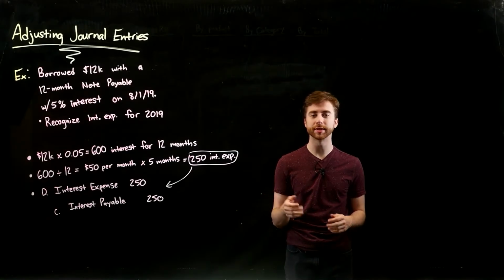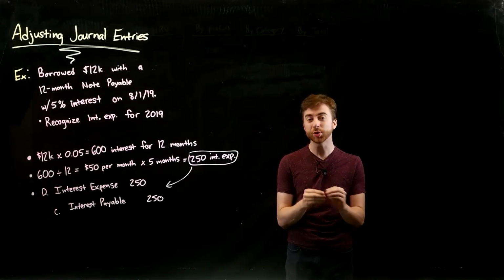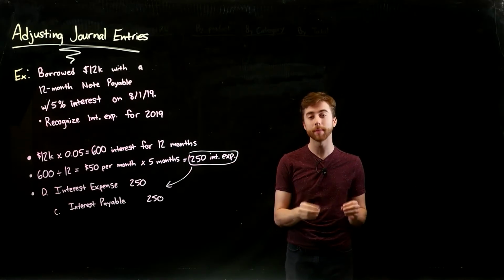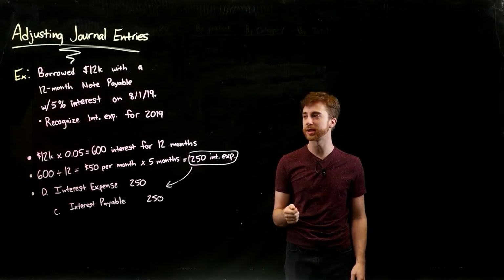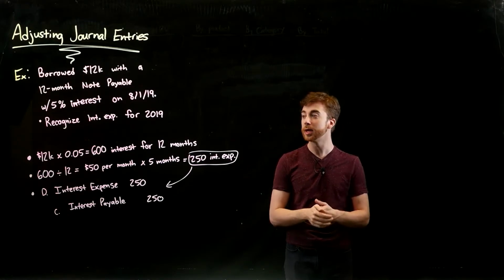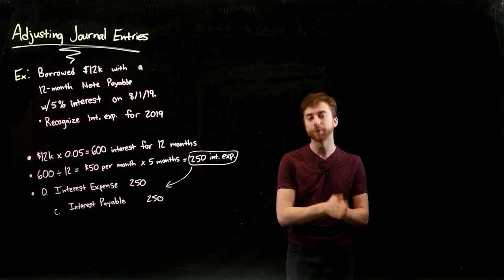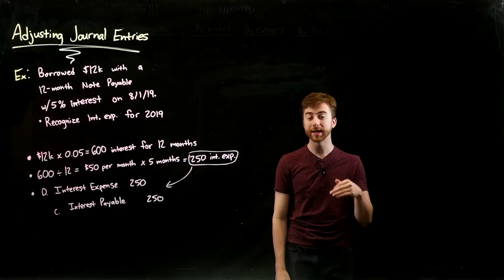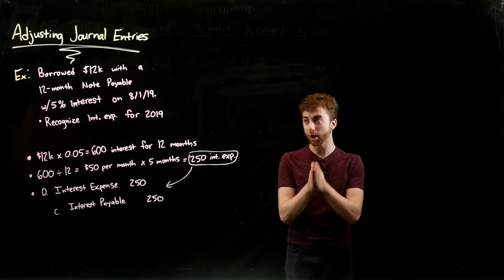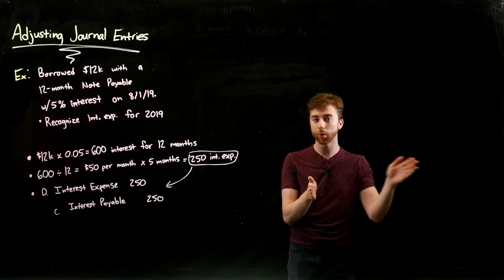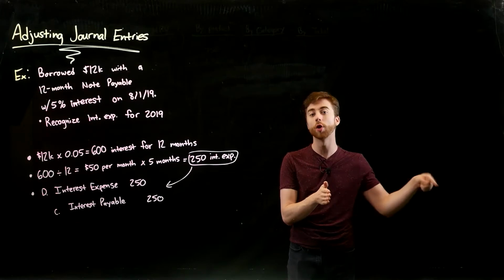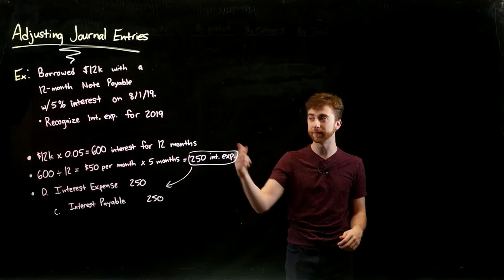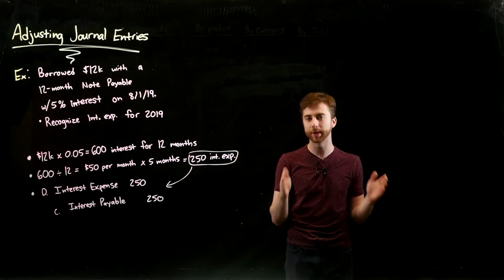For this example, we're borrowing money, and there's interest tied to that borrowing. We borrowed $12,000 with a 12-month note payable at 5% interest on August 1st, 2019. We have to recognize the interest expense for 2019. We borrowed it on August 1st, 2019, and it's a 12-month note, meaning that from August 1st, 2019 through August 1st, 2020, we're going to accrue interest over that period of time. One good rule of thumb to always remember is that whatever percent interest they give you on the note is going to be for an annual period, okay?